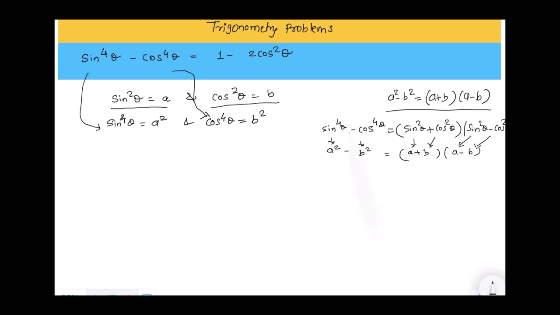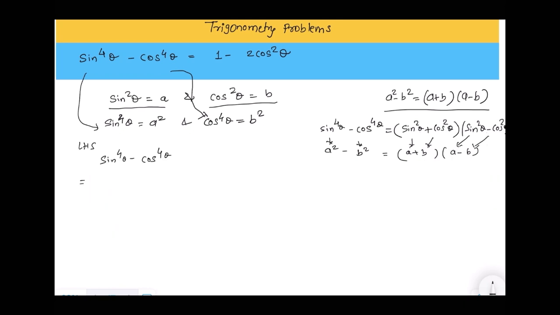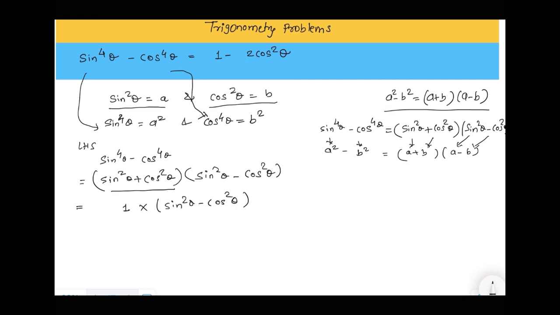Sin raised to 4 theta minus cos raised to 4 theta is equal to sin square theta plus cos square theta into bracket sin square theta minus cos square theta. So our LHS is sin raised to 4 theta minus cos raised to 4 theta. Now let's put up the expanded terms for sin raised to 4 theta minus cos raised to 4 theta. Now tell me, what is sin square theta plus cos square theta? Yes, it's 1. So what we get? 1 into sin square theta minus cos square theta.